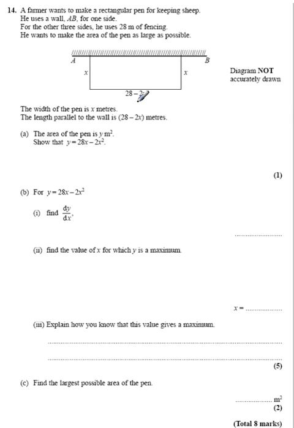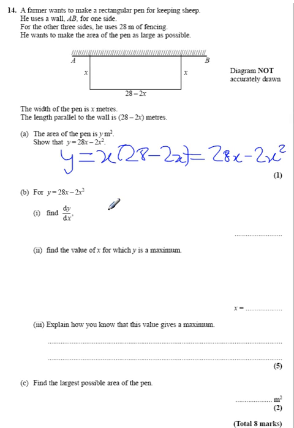Well, to work out the area of the rectangle, all it's asking you to do is say that y, the area, is equal to the width times the length. And that, of course, equals 28x minus 2x squared. It then says find dy by dx.